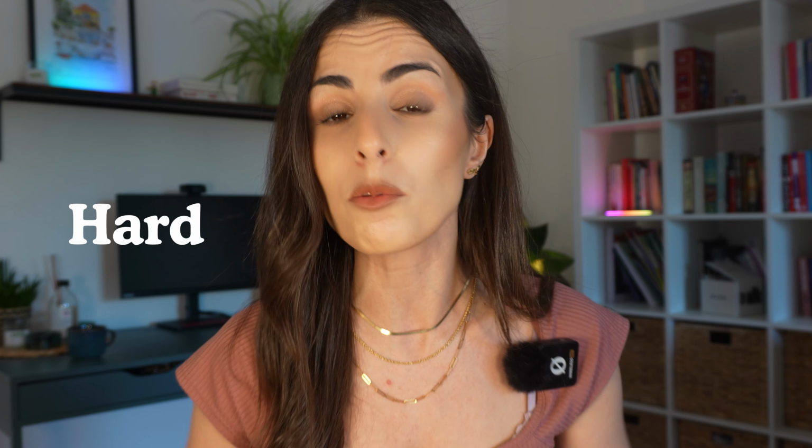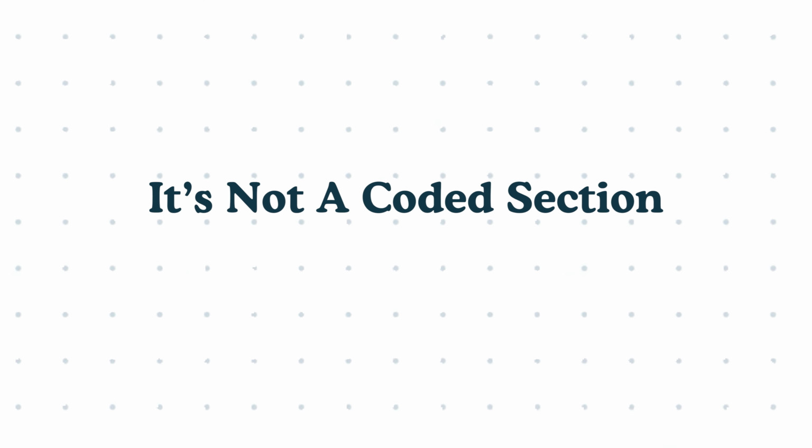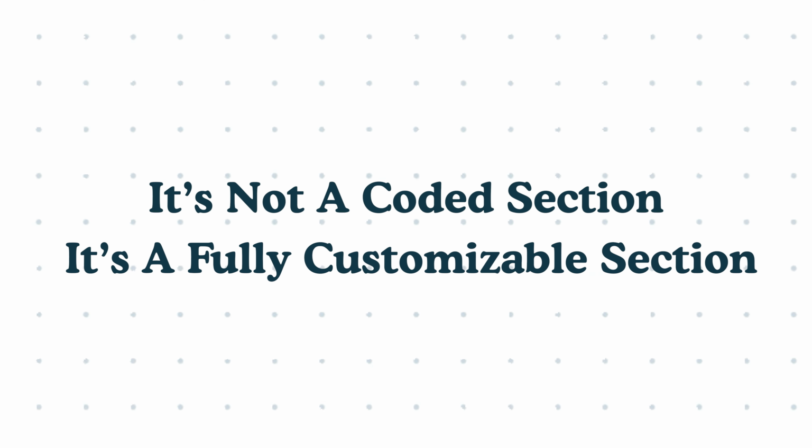For any merchant, finding the perfect theme is always a challenge because it's hard to find a theme with all the sections that you want. Well, this is no longer a problem because Shopify solved this by providing an AI tool that can actually get any section done in seconds. You just need to write what you want and the AI will get the section done. And it's not a coded section, it's a fully customizable section. You can even ask the AI after generating the section to modify it so you get the section exactly as you want it to be.